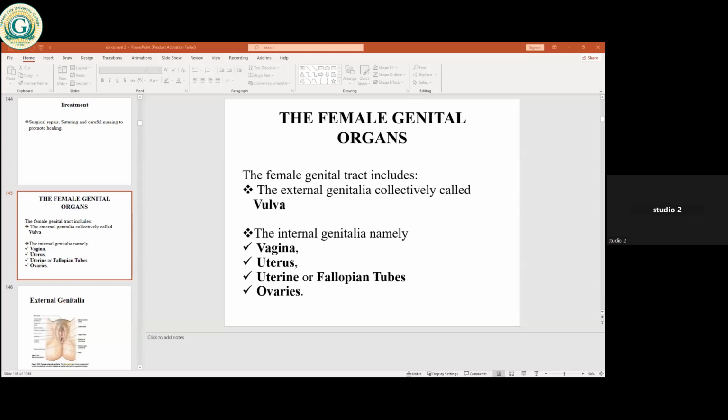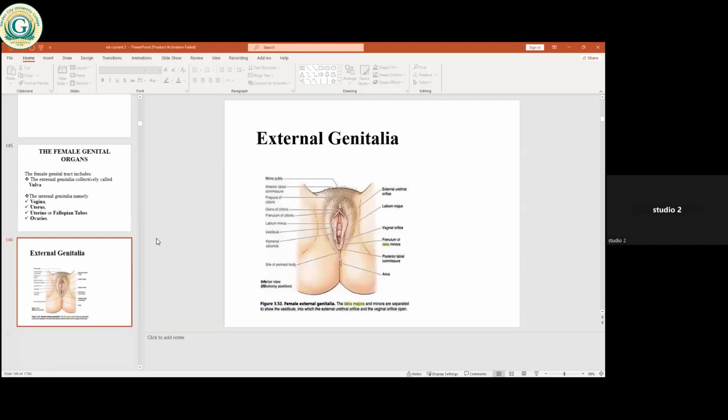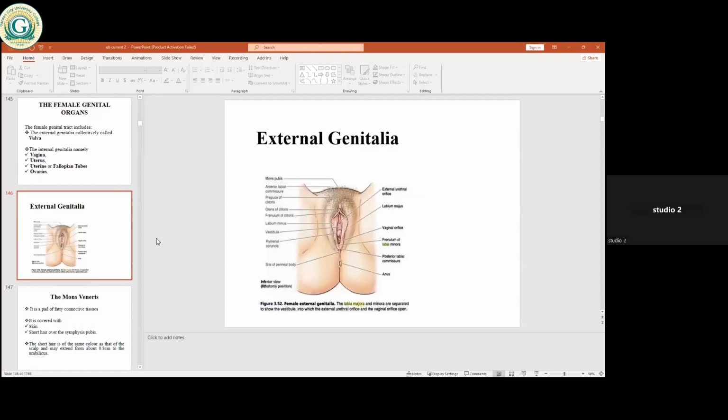So we started last week with the vulva, and we are continuing with the vulva. This is the diagram of the female reproductive system, the vulva. You see some hair at the top, and then you see some flaps of skin. And then you see the anus, and what we call the commissure.